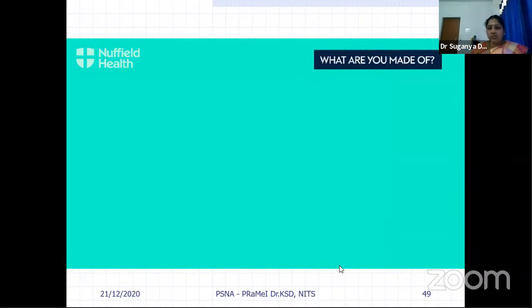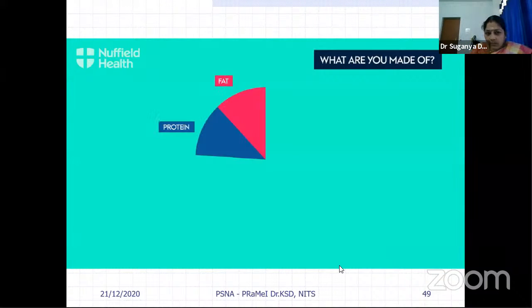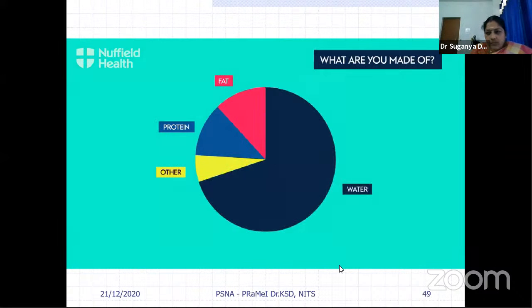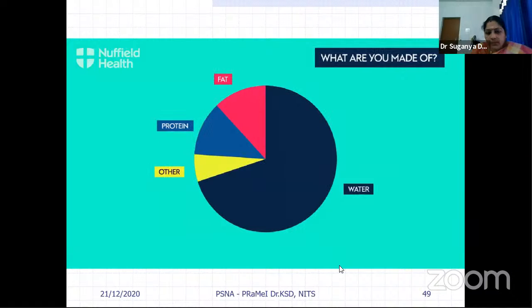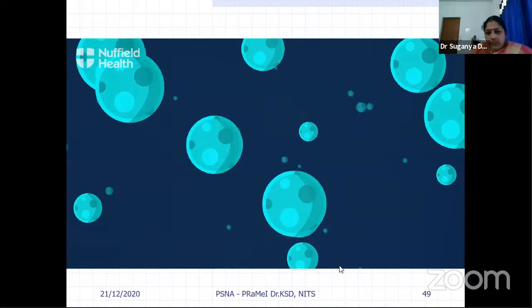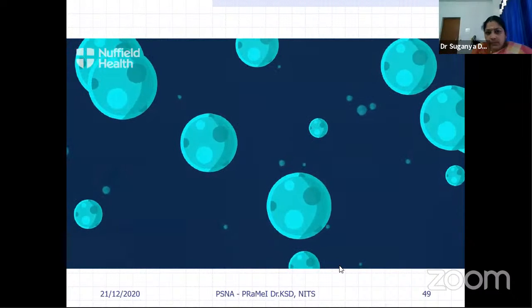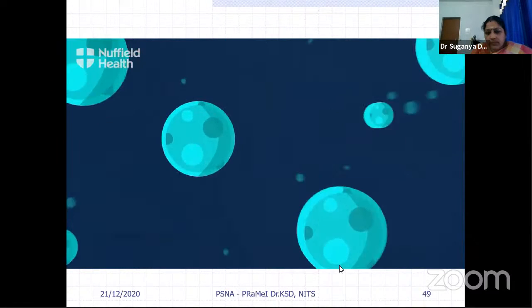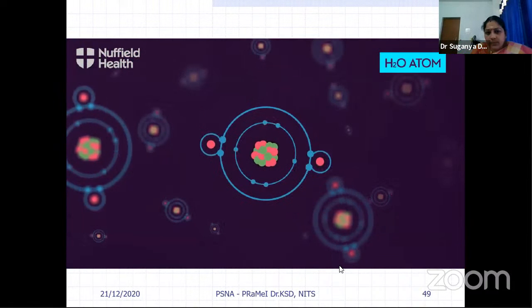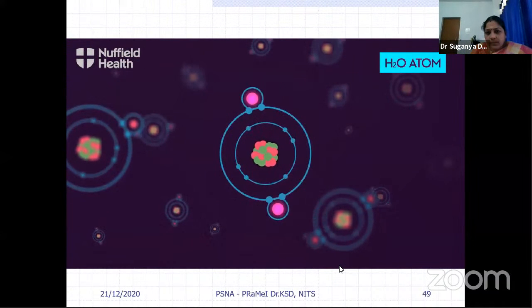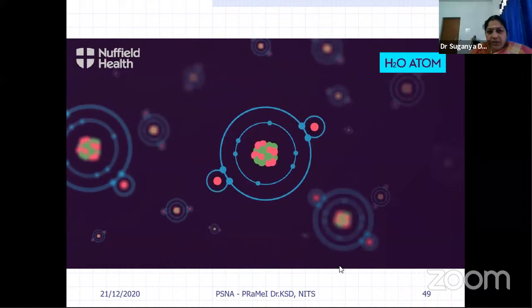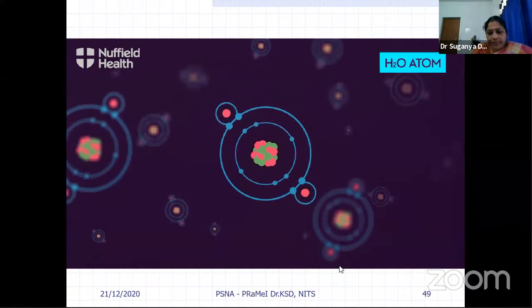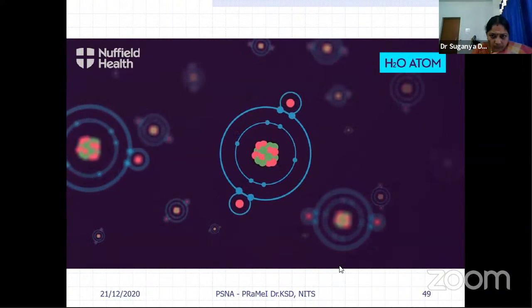The human body is made up of all sorts of things, including fat, protein, and other stuff like minerals. But most of it, around 70%, is water. These water molecules sit around in nearly all parts of your body, and under normal conditions, they float around happy and carefree. The atomic structure of water includes 2 hydrogen atoms and 1 oxygen atom, hence H2O. And it's the hydrogen nuclei or protons that are important.